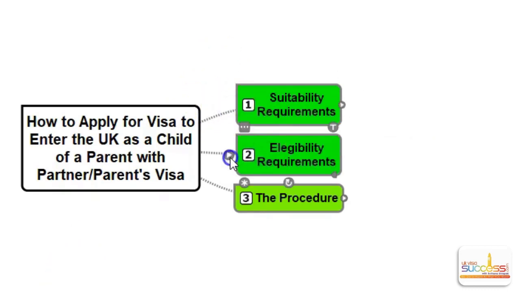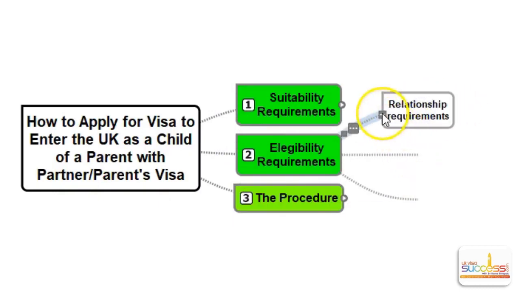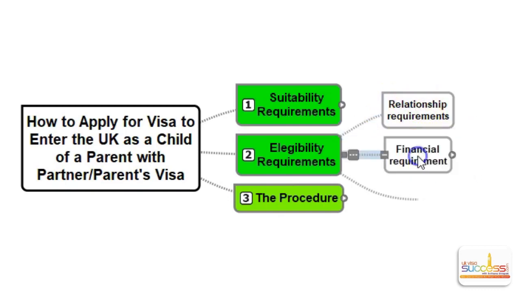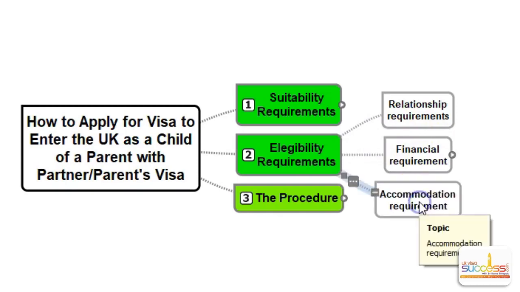The eligibility requirements consist of three key elements. The first one is the applicant will need to meet the relationship requirement. The second one, the applicant will need to meet the financial requirements. And the third one, they will need to meet the accommodation requirement.